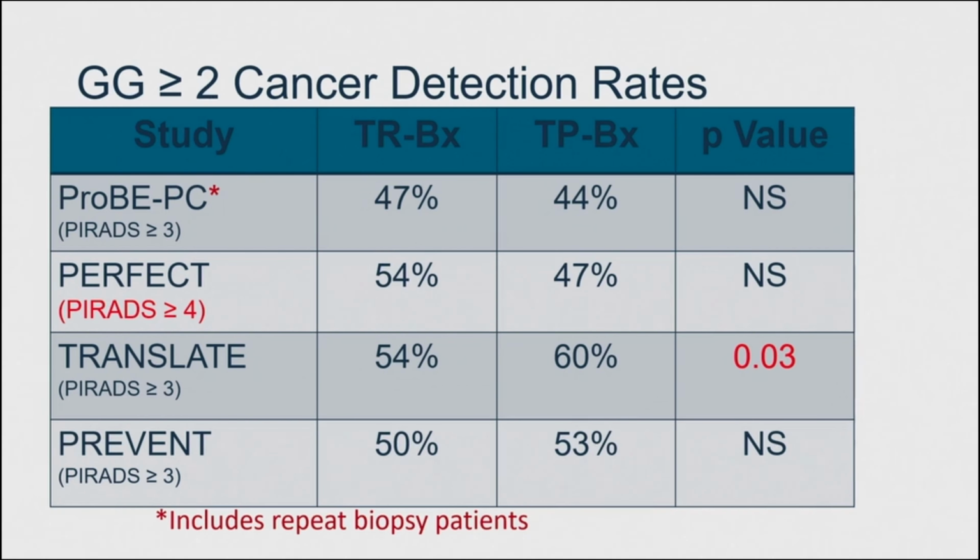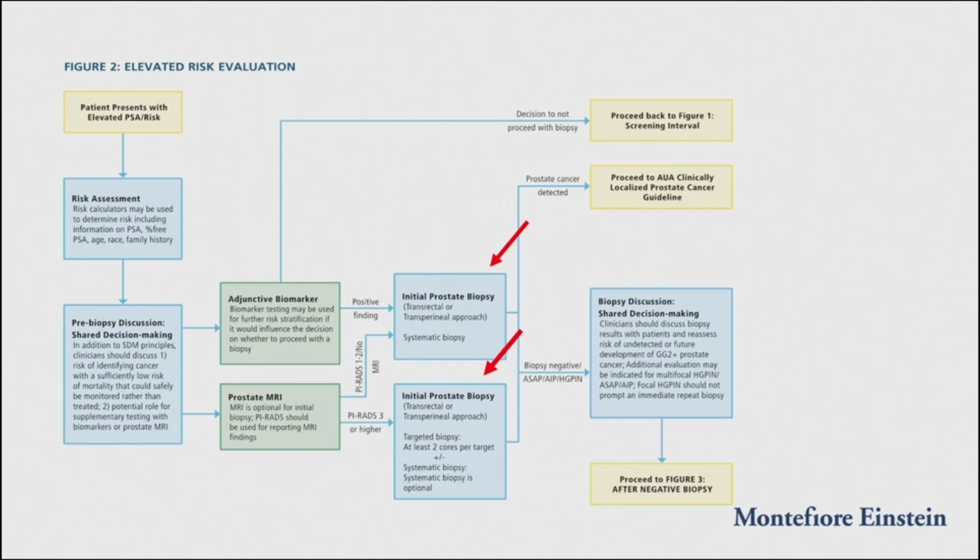However, when you look at the TRANSLATE trial that just was recently published, they actually found a higher rate of grade group 2 and higher cancer detection in the transperineal arm, and that was statistically significant. And that was not because of anterior lesions, it was agnostic to location within the prostate.